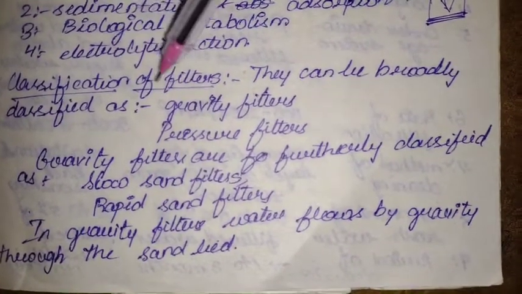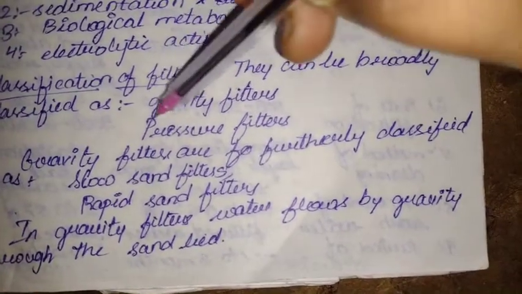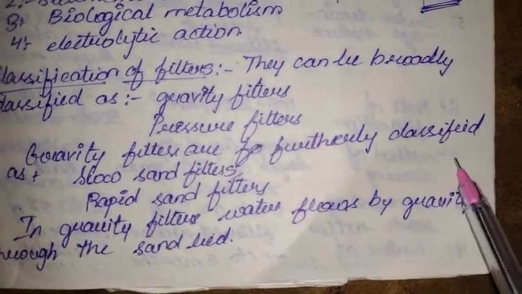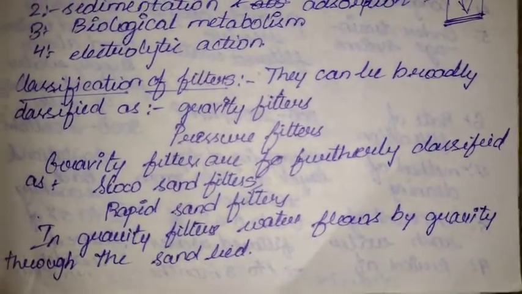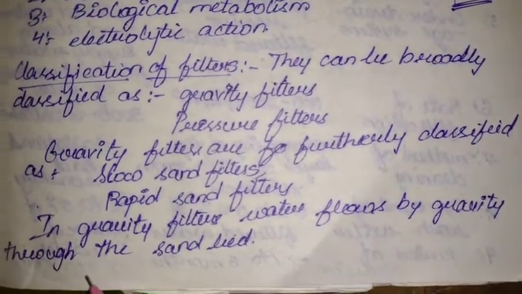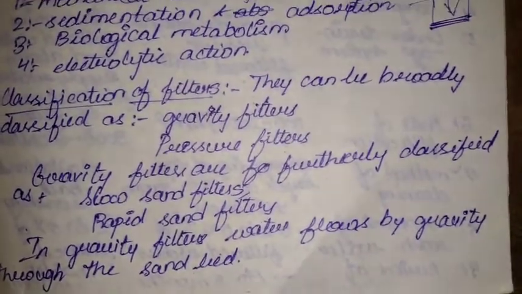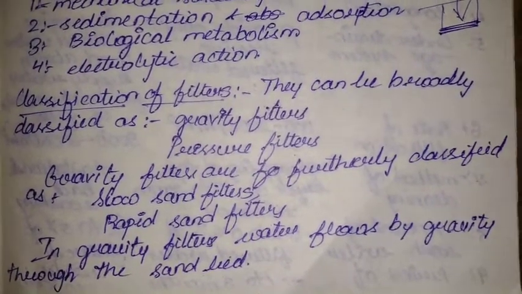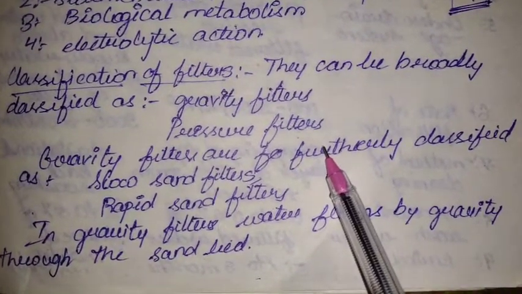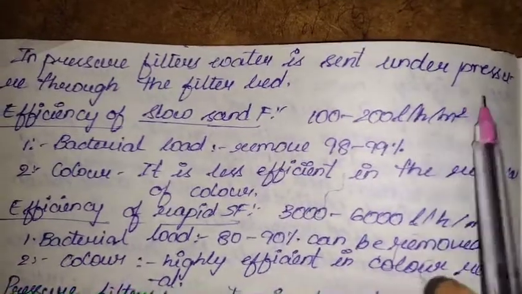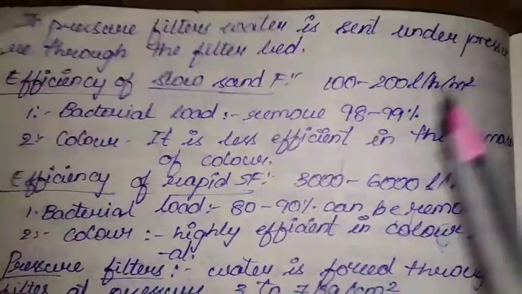and as I told you, we are dividing the filters into two types in general: gravity filters and pressure filters. But again, the gravity filters are further classified as slow sand filters and rapid sand filters, which we have discussed right now. In gravity filters, water flows by gravity to the sand bed, whereas in pressure filters we need to apply some pressure for the water to pass through it. For the water to get filtered, we are applying some pressure to that. That is what we call pressure filters. In pressure filters, water is sent under pressure through the filter bed.